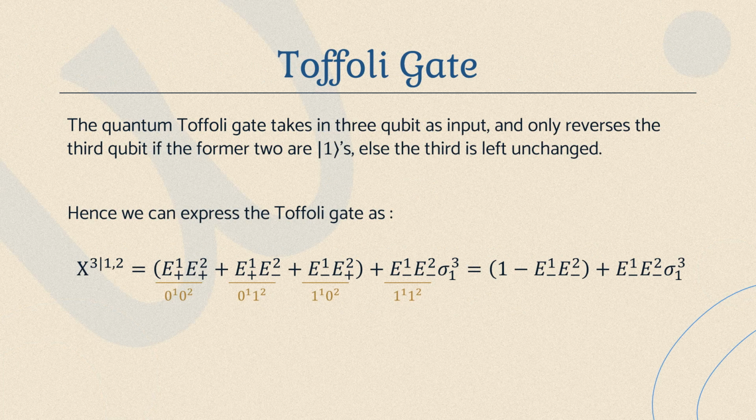Similarly for the quantum Toffoli gate, where it takes in 3 qubits as input and only reverses the third qubit if the former two are 1s, else the third is left unchanged. We can express the Toffoli gate in geometric algebra as X3 conditioned on 1,2 equals 1 minus E1- E2- plus E1- E2- sigma 3,1.